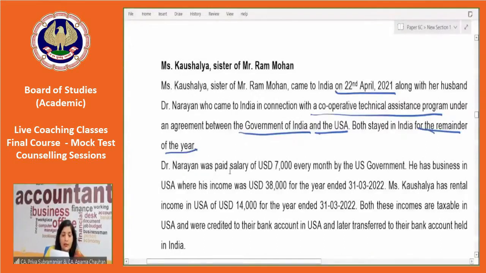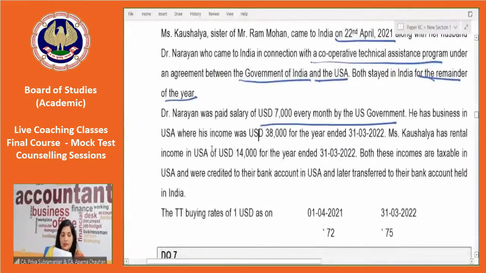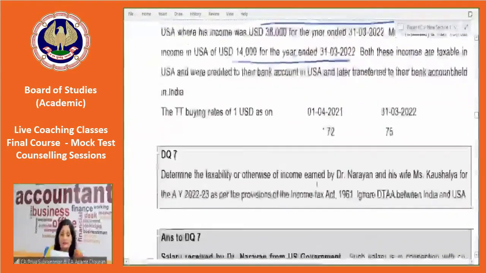Dr. Narayan was paid salary of $7,000 every month by the US government. He has business in USA where his income was $38,000 for the year ended 31-3-22. Miss Kaushalya has rental income in USA of $14,000 for the year ended 31-3. Both these incomes are taxable in USA and were credited to their bank account in USA and later transferred to their bank account held in India.